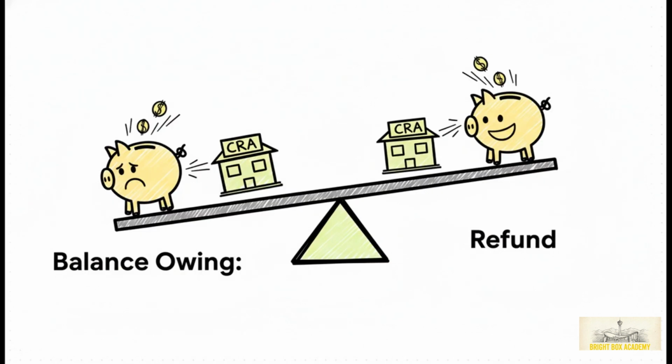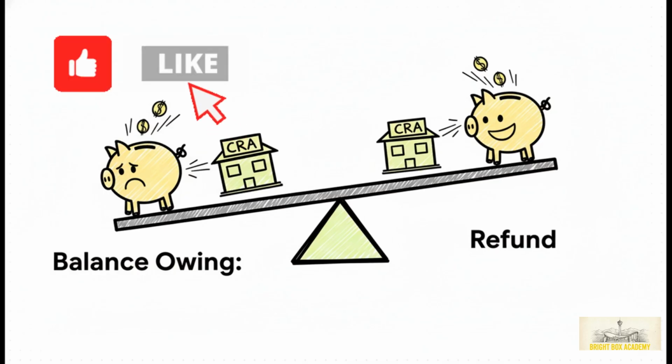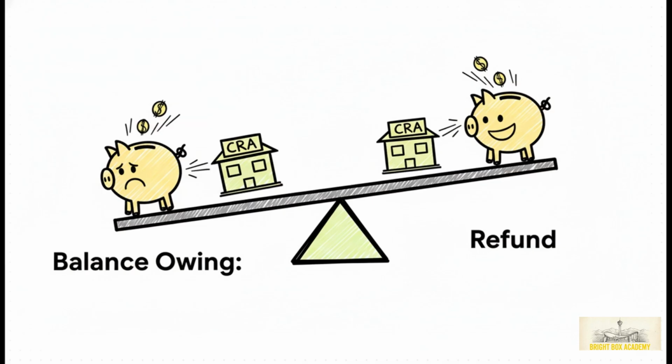So, you do all this work. What's the point? Well, it all comes down to one of two things. You either get a balance owing, which means you have to pay the Canada Revenue Agency, or CRA, some money. Or you get a refund, which means you get money back. And getting your documents right is the key to either shrinking what you owe, or, even better, boosting that refund.